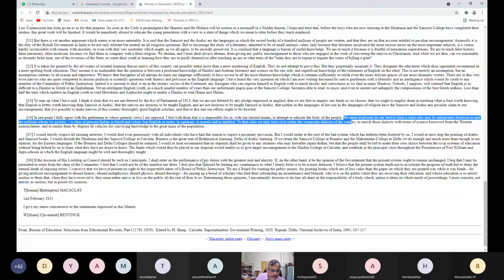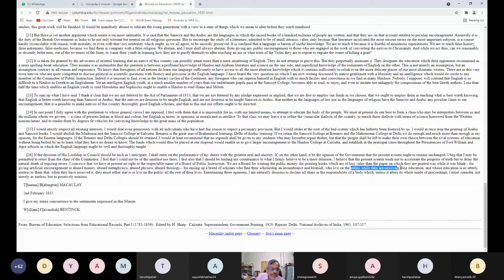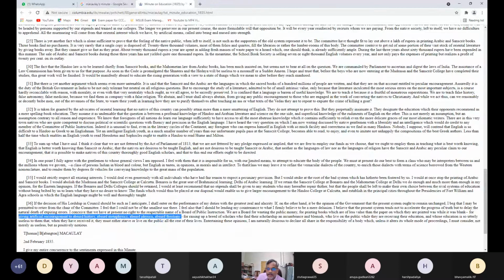Yes, so that was Macaulay's project. And he goes on to say that those who live in public, whose education is so utterly useless to them, he is talking of Pandits and Brahmins, because we cannot give artificial encouragement to absurd history, absurd metaphysics, absurd physics, absurd theology. We don't have to spend money on that. So that is the project.